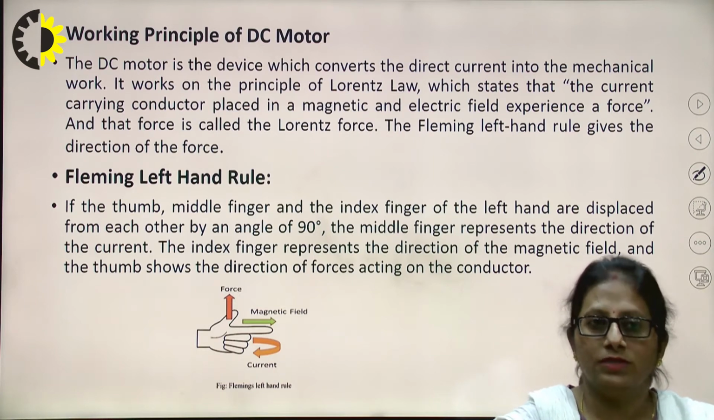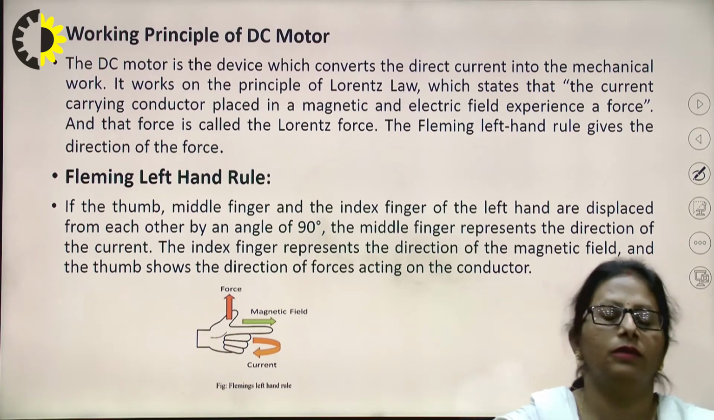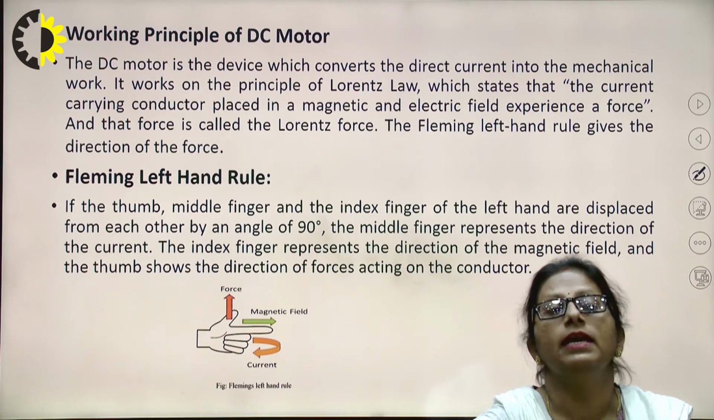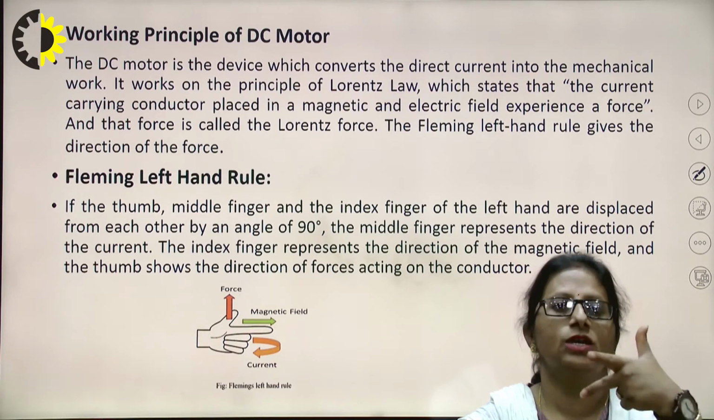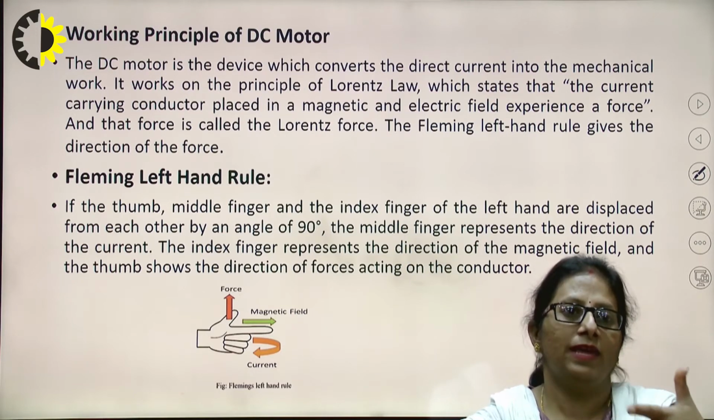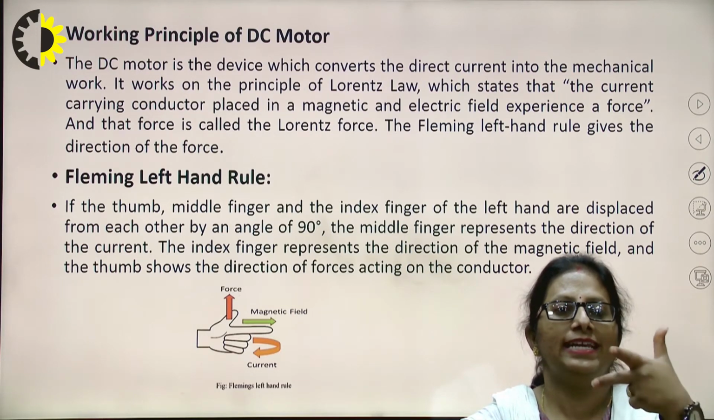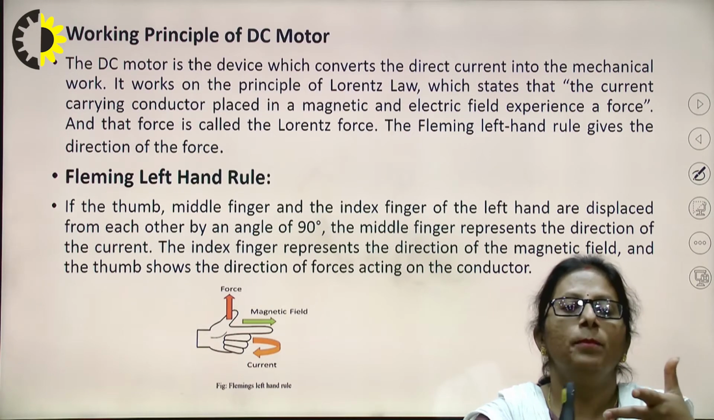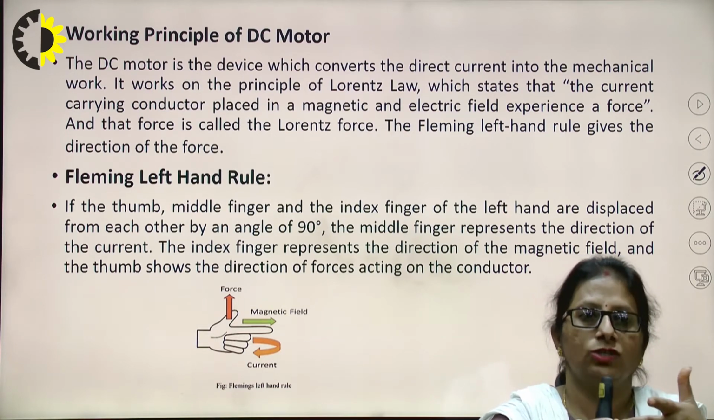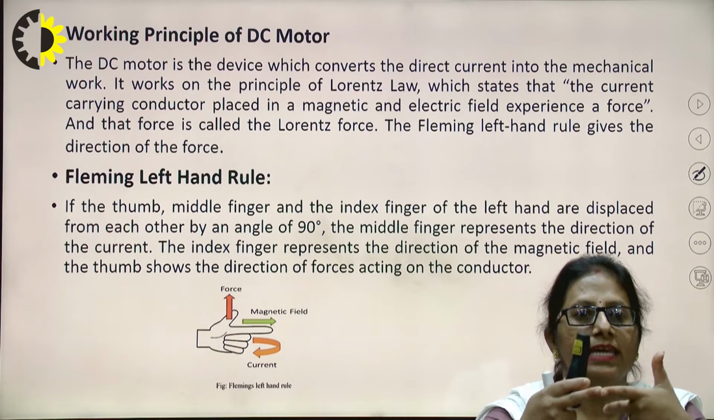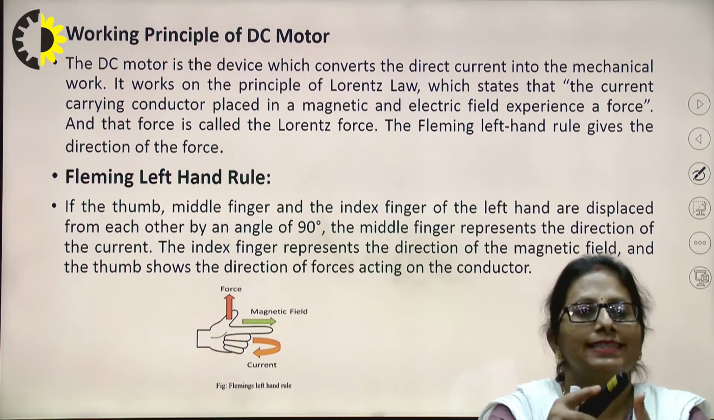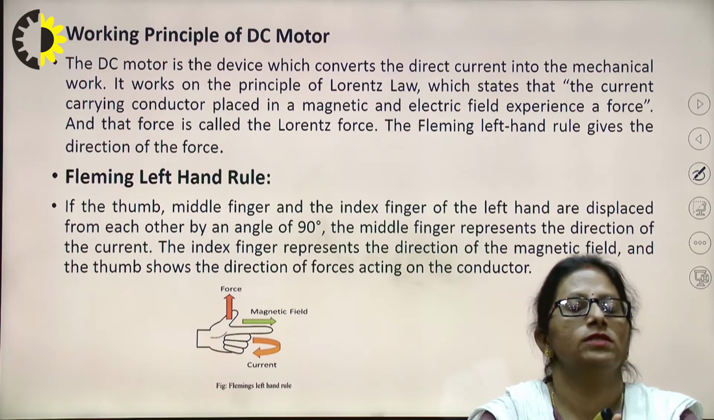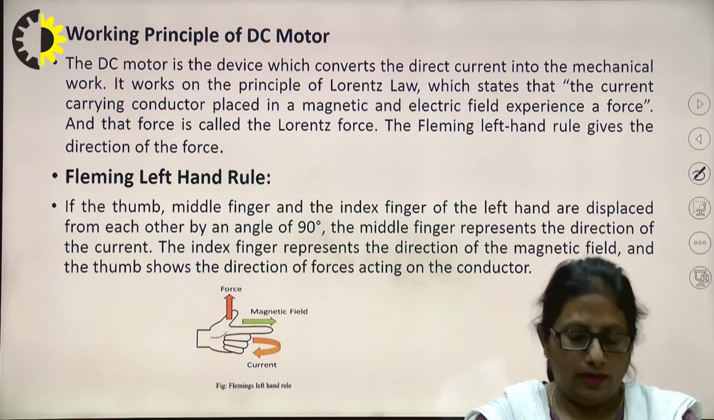Now, what is this Fleming's left-hand rule? All of you must have studied in year 12 that if the thumb, the middle finger and the index finger of the left hand are displaced from each other by an angle of 90 degrees, then the middle finger represents the direction of the current, the index finger represents the direction of the magnetic field, and the thumb shows the direction of the force acting on the conductor.